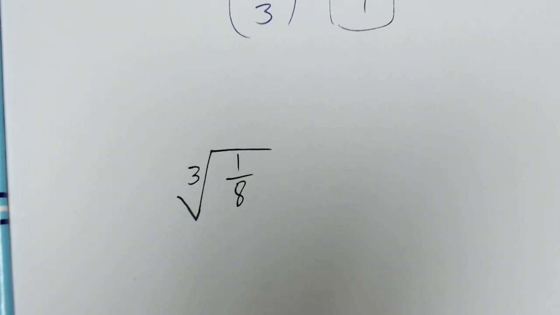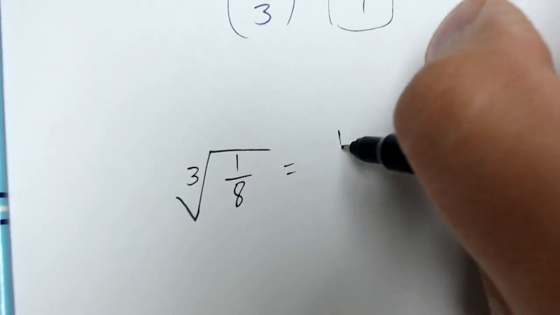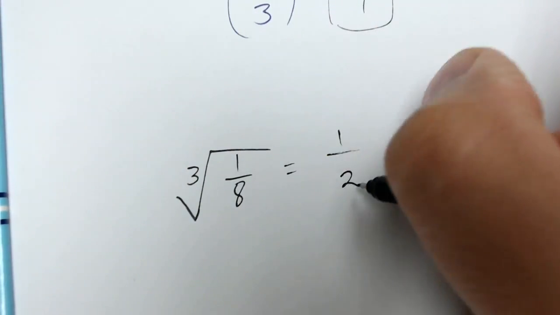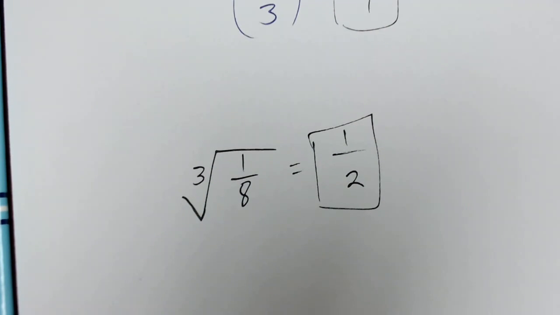Well, 1 times 1 times 1 is 1. So the root of 1 is always going to be 1. So the cubed root of 1 is 1. The cubed root of 8 is 2. So the answer is 1/2. All right. So that's a fun, quick trick question. And that's all there really is for this lesson. If you understand radicals and exponents, this is a really simple lesson.